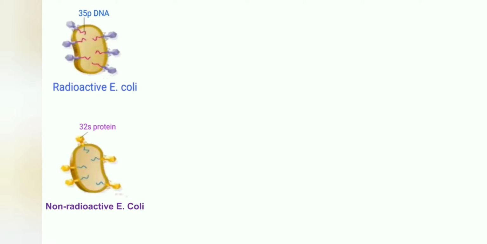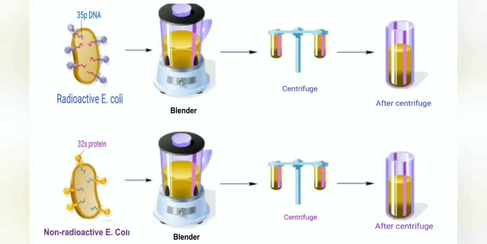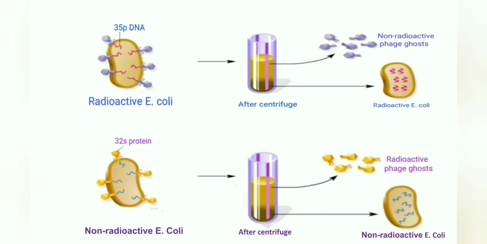In the next phase of their experiment, Hershey and Chase infected E. coli with the two types of labeled T2. They then used a blender and a centrifuge to separate the protein part of the phage, called phage ghosts, from the rest of the infected cell.